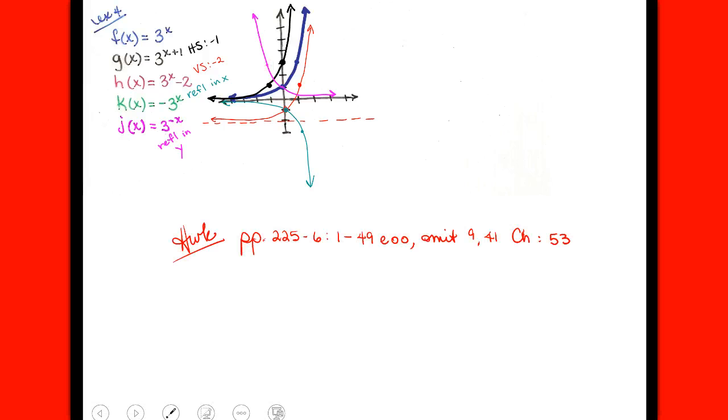Okay? All right, so here is our homework for tonight on pages 225 to 226.